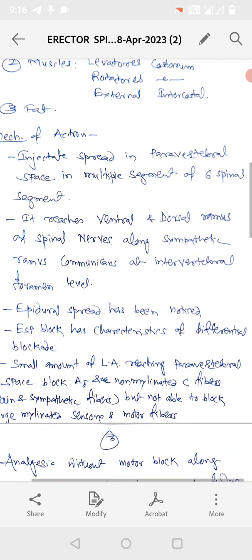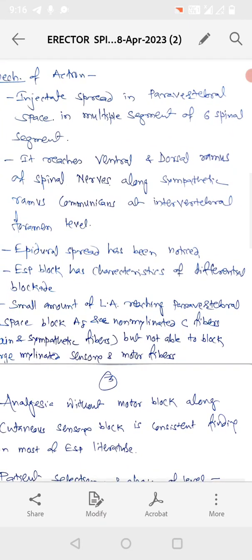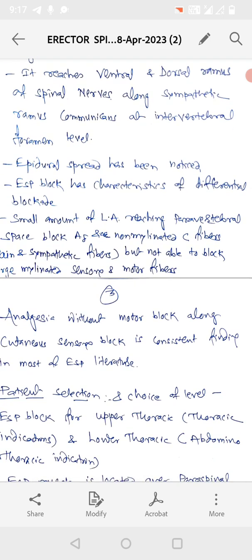The mechanism of action: the injected local anesthetic spreads in the paravertebral space over multiple segments, about 6 spinal segments. It reaches the ventral and dorsal rami of the spinal nerves along with the rami communicantes at the intervertebral foramina level. Epidural spread has been noted.